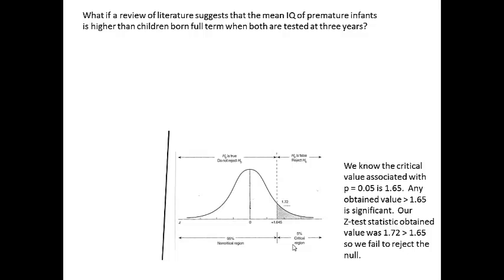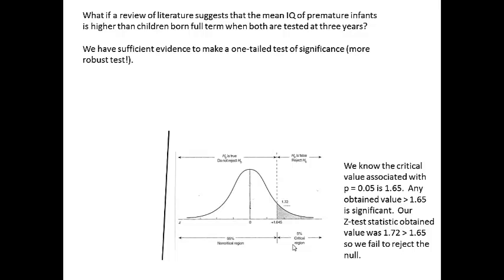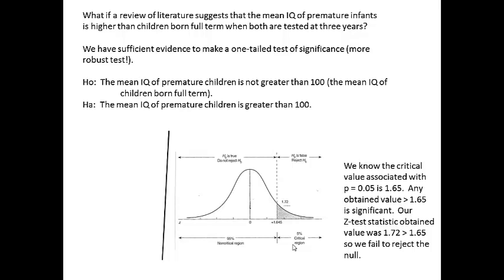What if a review of literature suggests that the mean IQ of premature infants is higher than children born full term when both are tested at 3 years? We have sufficient evidence to make a one-tail test of significance. Now we can use a more robust test. When we have a one-tail test, the null hypothesis is that the mean IQ of premature children is not greater than 100, or our research hypothesis, the mean IQ of premature children is greater than 100.